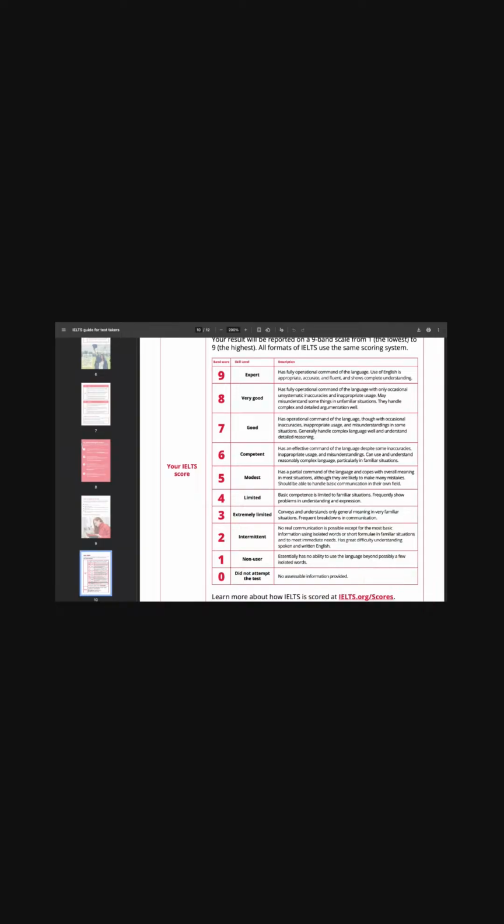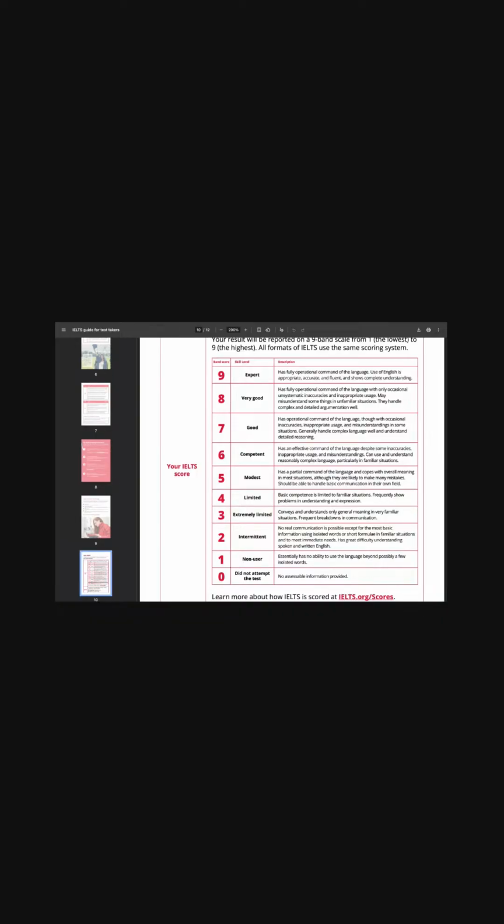If you get band 5, you're modest: you have a partial command of the language and cope with overall meaning in most situations, although you are likely to make many mistakes. You should be able to handle basic communication in your own field.